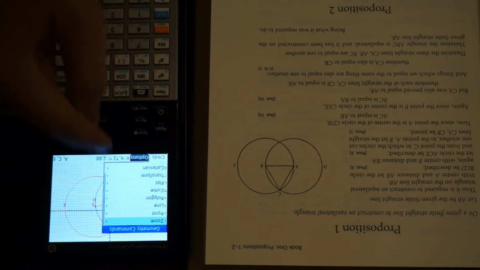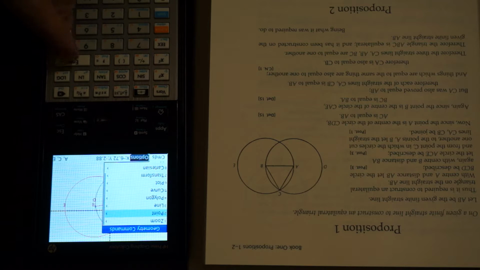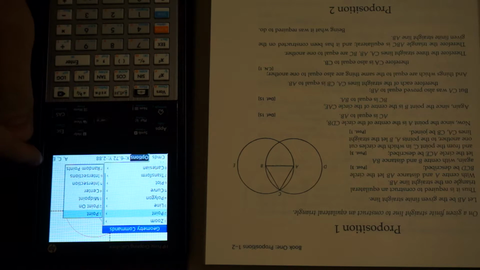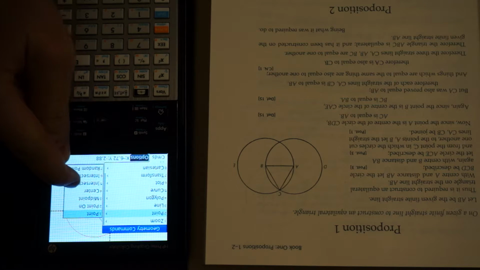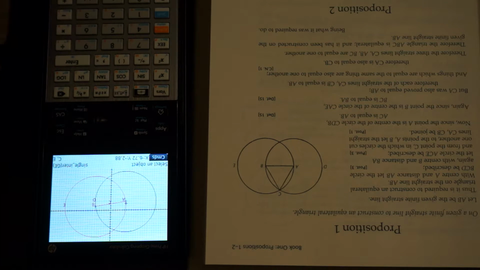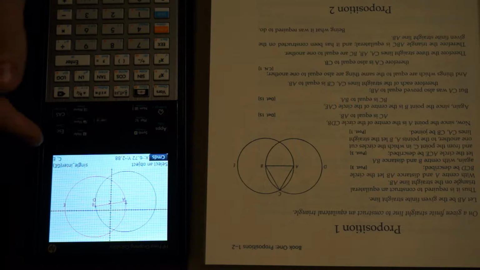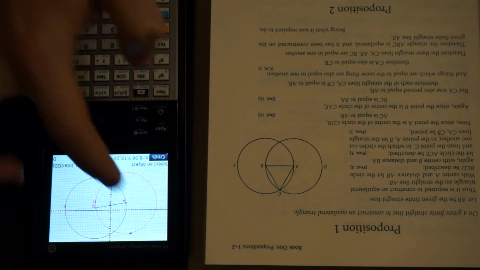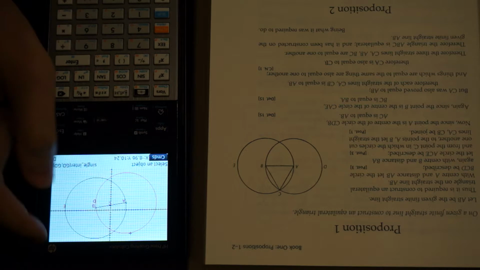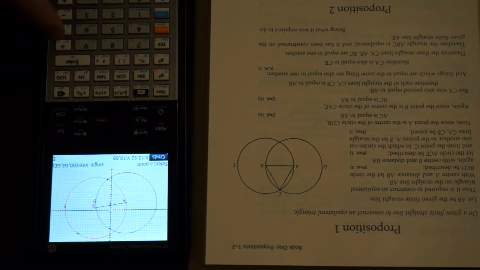So we go into commands. We want an intersection point. And you can see we have intersection and intersections. I'm going to go with intersection. And now it asks me for the first object that I want to intersect with. So I'm going to select the left circle, enter. And the second object will be the right circle.